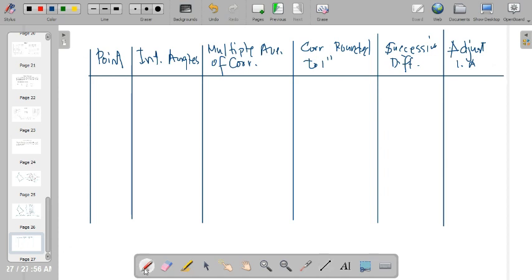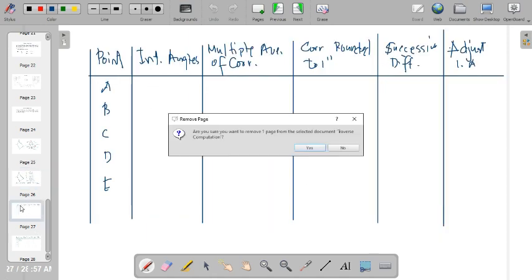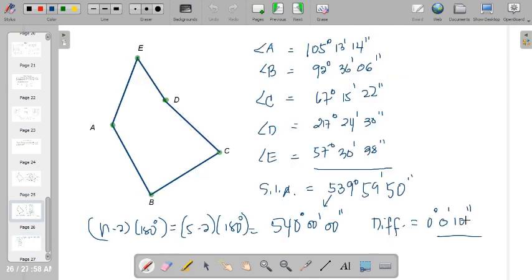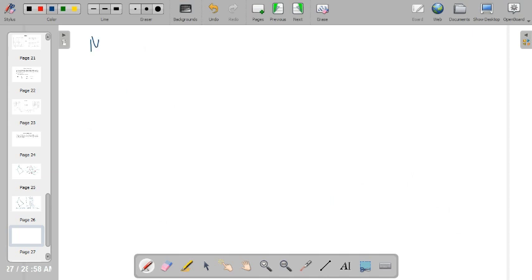Let's fill up the table. First we fill up all our interior angles. And then we will solve for the multiple corrections, which is 10 seconds. So what we do there is divide the 10 seconds by 5.